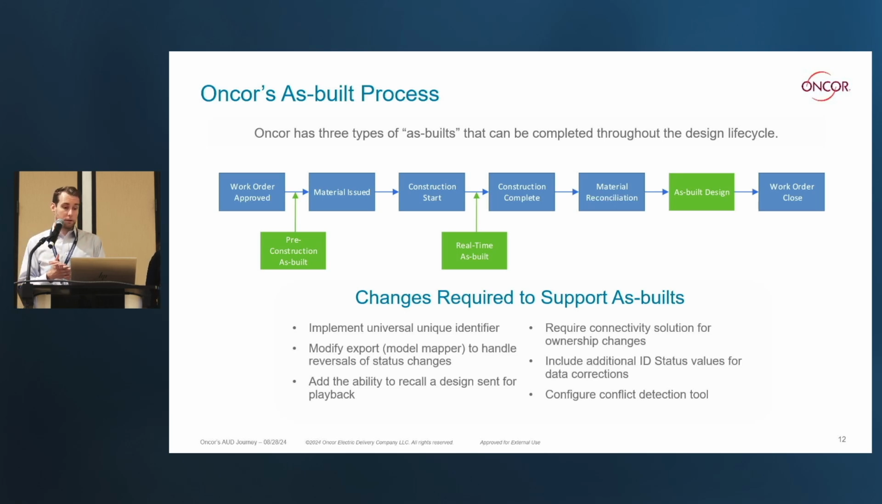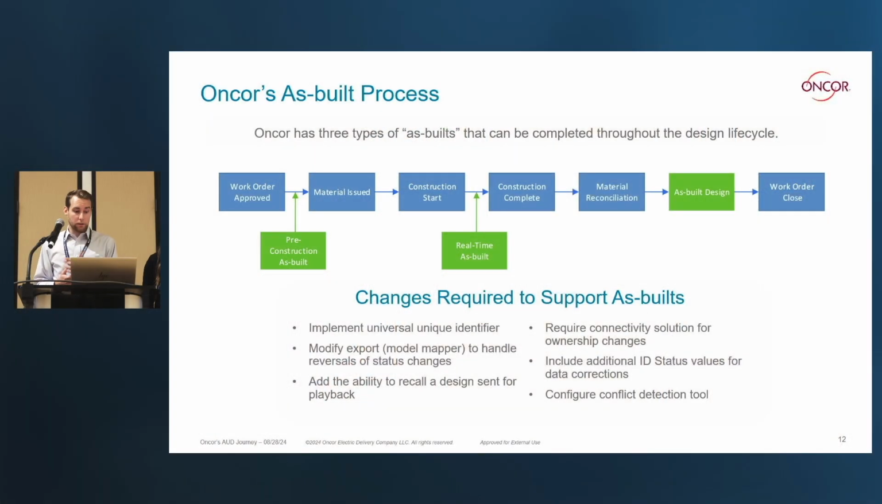The next item here is the modifying of the export to handle reversals of status changes. So this might be something where I decide I have an existing asset, I'm going to remove it in my initial AUD design. But then once I decide to do my as-built, I might say, you know what, I didn't actually want to remove that asset, I want that to still be existing. So we had to figure out a way to deal with that because we can't blow away that information if it was marked for removal, because we need to make sure it ends up being able to be pulled back in as existing if we want to do some sort of status reversal.